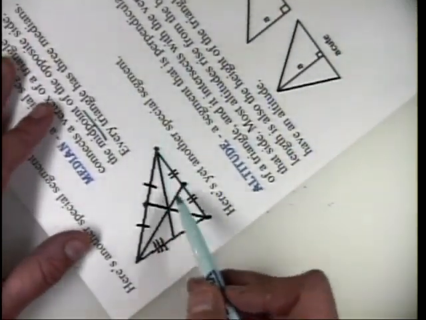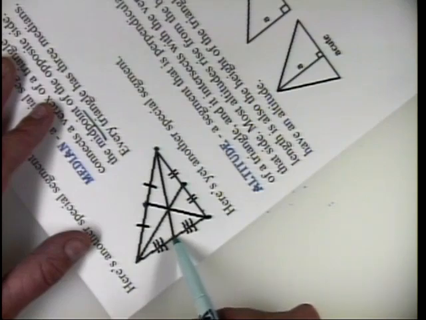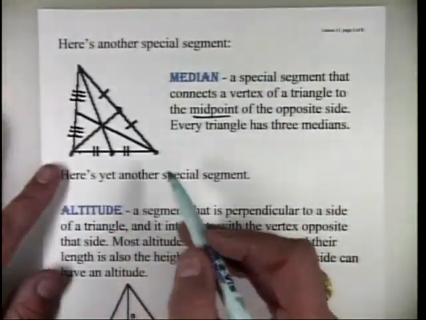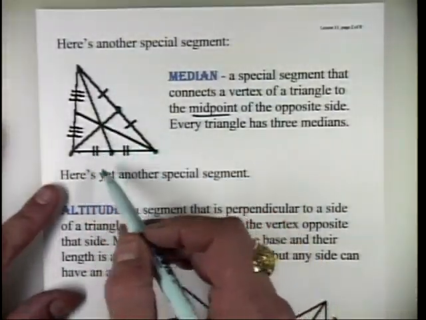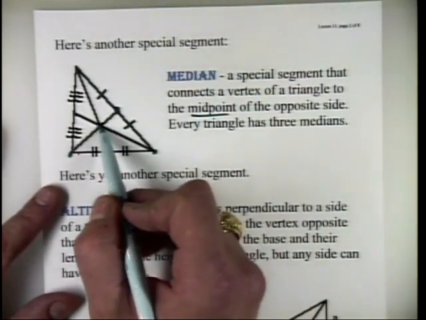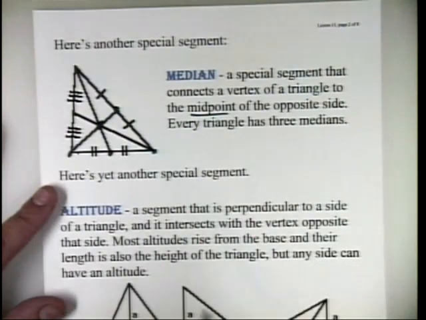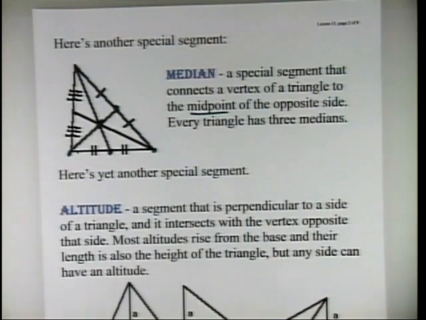And again, I could have started from another point right here, this vertex, drawn to the opposite side at the midpoint, making 2 congruent segments. So notice that the 3 medians from each of the vertices not only bisect the opposite side, but they also are concurrent, which means they all 3 intersect at a common point on the interior of the triangle. And that'll be coming up again later in the lesson.